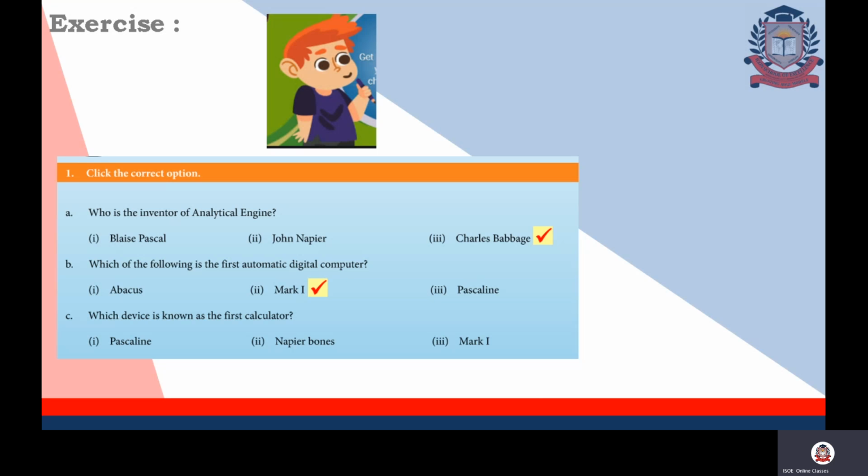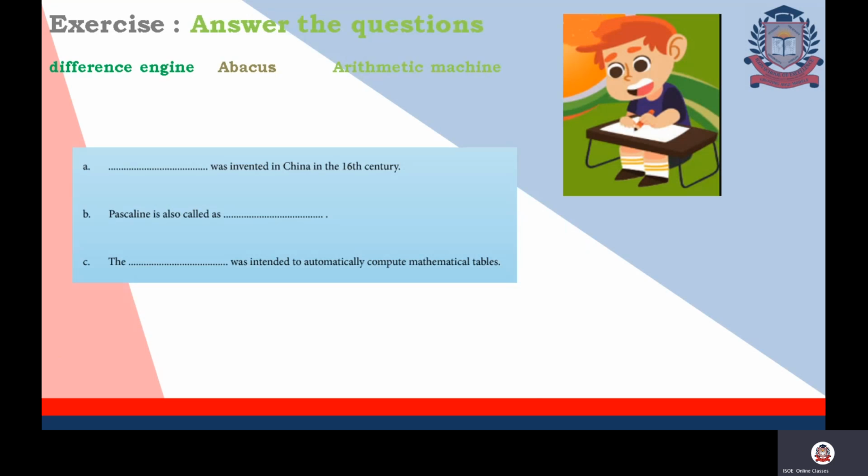Which device is known as the first calculator? Which is the first calculator? Pascaline, Napier Bones, or Mark I. Napier Bones, what does it do? It does multiplication and division. Whereas Mark I is the first automatic digital computer. So now it goes to the Pascaline. What about Pascaline? It's the first arithmetic machine. Okay, it is the first calculator. Very good. Let's go to the next exercise.